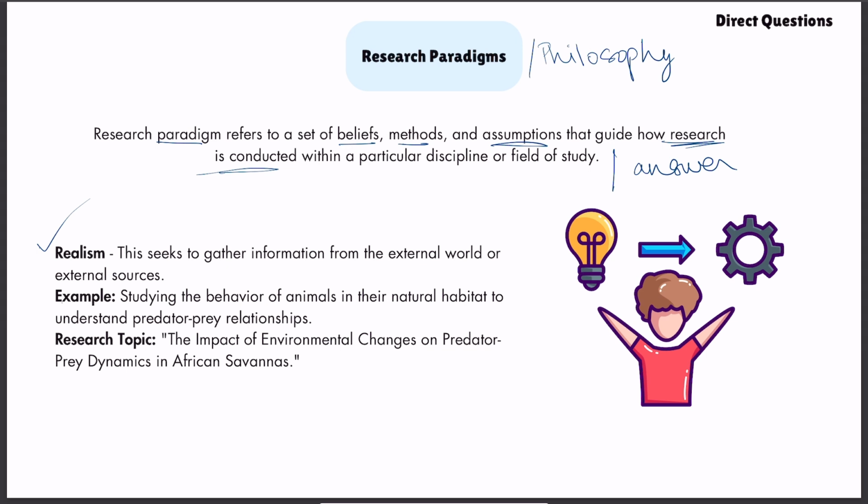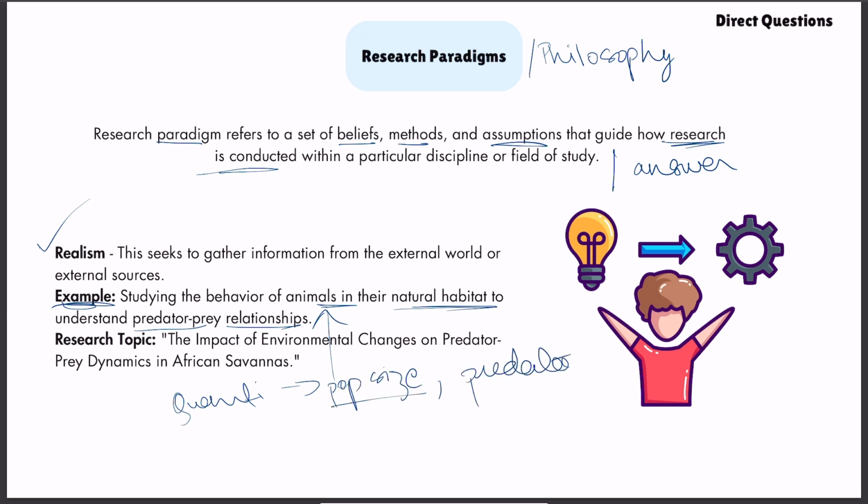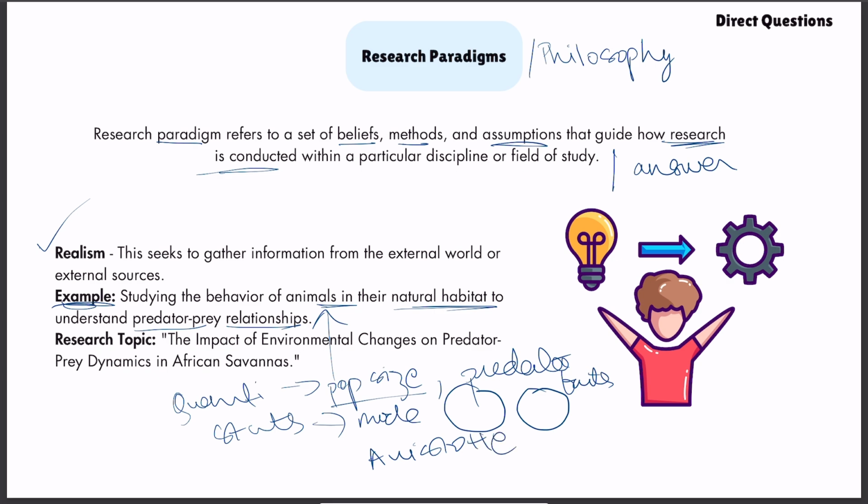Alright, an example of a research topic under this would be studying the behavior of animals in their natural habitat to understand the predator-prey relationships. Under realism, you have quantitative type of research where you collect data and try to use statistical methods to come to an answer. So Aristotle was quite famous for using a realism kind of philosophy in his research.